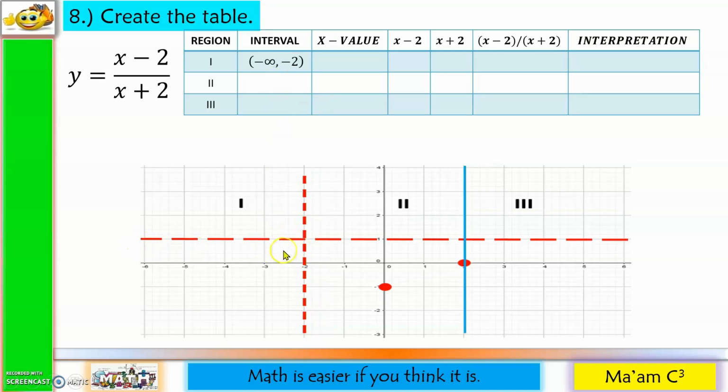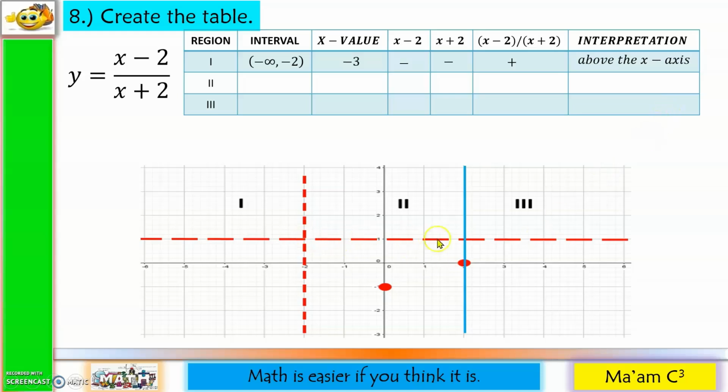Let us assign any value from this region. Let us say negative 3. Then we substitute. Negative 3 minus 2 is negative 5. We are only after the sign, so negative. Negative 3 plus 2 is negative 1. And then we have negative divided by negative is positive, and if it is positive, the interpretation is above the x-axis.